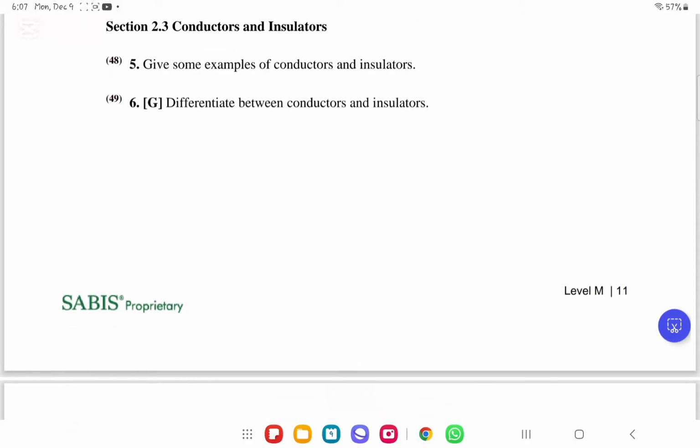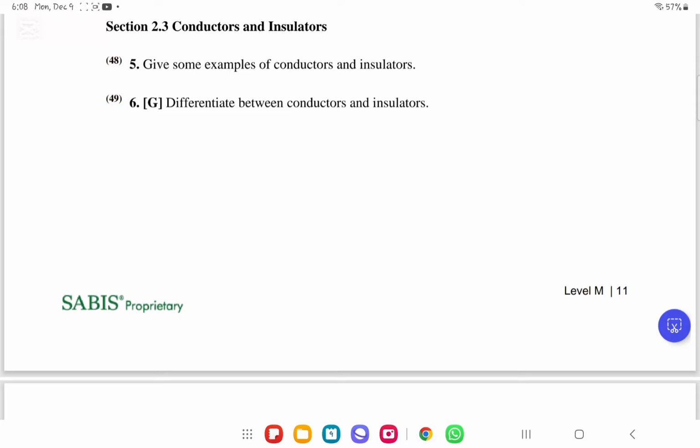Give some examples of conductors and insulators. Any conductors could work, such as metals, electrolytes, whatever. And insulators could be like plastic, air, and so on. So we should state them. Now part G, differentiate between conductors and insulators.